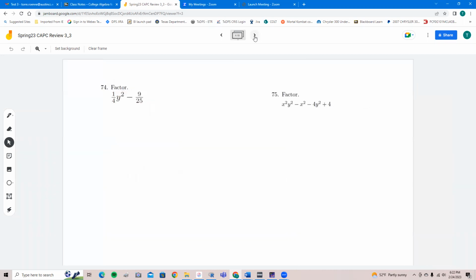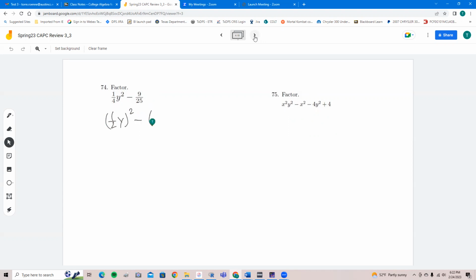Okay, next, 74 also should look familiar. This is the other difference of squares, one that really is the best way to do this one, in my opinion. So likewise, let's think about the square root of 1/4, which is 1/2. Square root of y squared is y. So this first term is really just 1/2 y quantity squared.